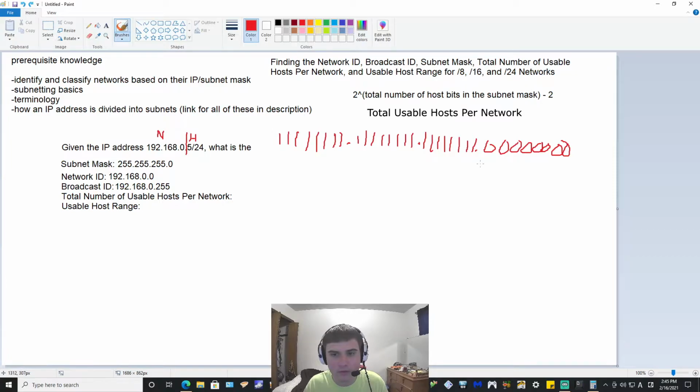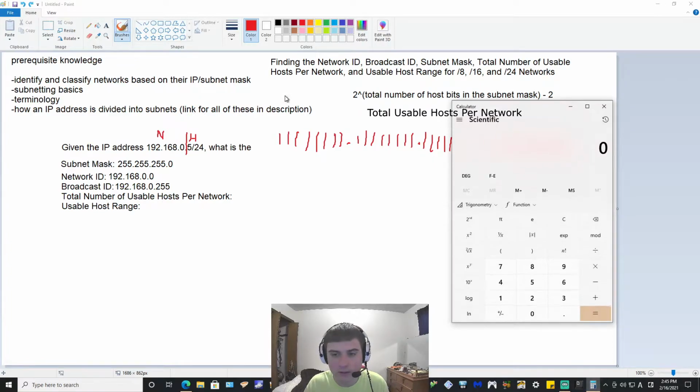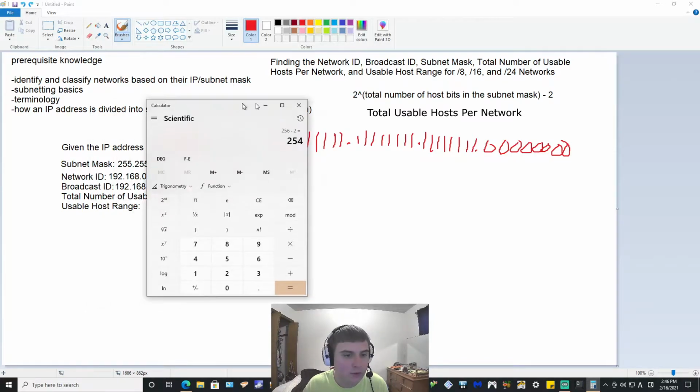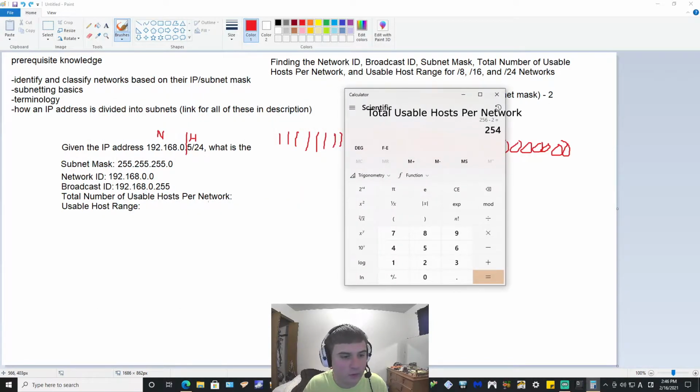And total number of host bits. We have 8 host bits in our subnet mask. These are 8 times 3, that's 24, so these right here are 24 network bits, and these are host bits. So you take 2 to the power of the total number of host bits in the subnet mask, minus 2. I'm going to pull up my calculator. We have it set to scientific. We're going to do 2 to the power of 8. That's 256, minus 2, which is 254. 254 is the number of usable hosts we have per each subnetwork.